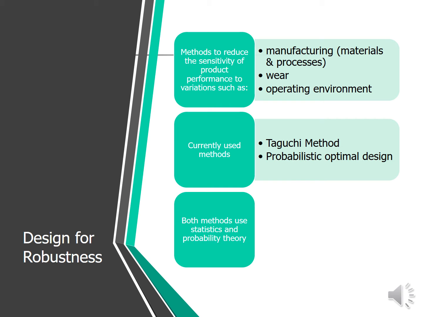Okay, design for robustness. First, methods to reduce the sensitivity of product performance to variation such as manufacturing, meaning material and process, or operating environment. Currently we use the Taguchi method and probabilistic optimal design, both methods using statistics and probability theory.